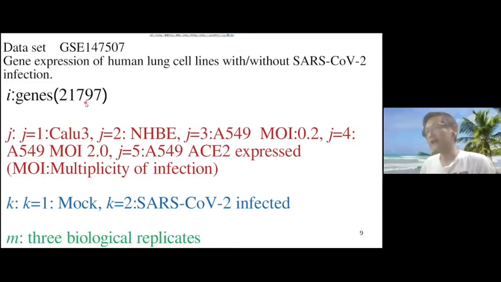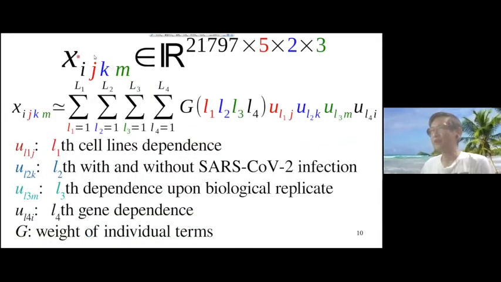The gene expression profile I studied in this study has 20,000 genes. We have 5 cell lines, infected and non-infected, and for these combinations we have 3 biological replicates. I express the gene expression as a tensor: this is the number of genes, this is the number of cell lines, this is the condition, infected or non-infected, and this is the biological replicate.